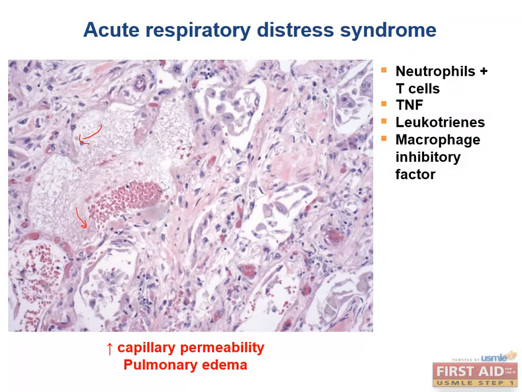So here's a bit of board trivia. In which condition were hyaline membranes first observed? Actually, it's NRDS, which we just discussed. In fact, NRDS is also known as hyaline membrane disease, and in fact, this particular image could pass for NRDS.